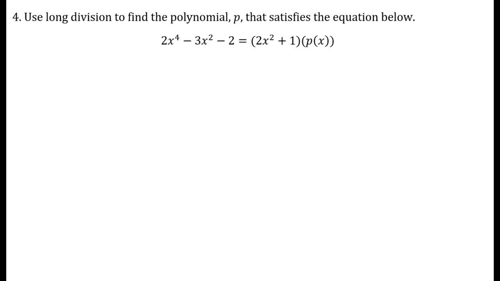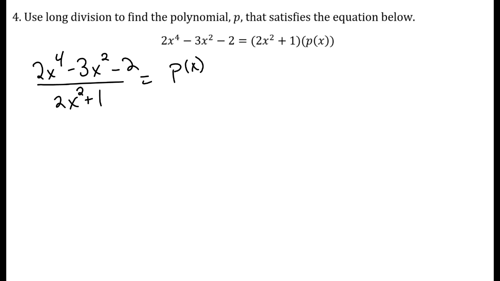Number 4, use long division to find the polynomial p that satisfies this equation. So right now it's written as a multiplication problem. But if I want to figure out p, I should probably do 2x to the 4th minus 3x squared minus 2 divided by 2x squared plus 1. And that will give me p of x. So it's a division question. So I need to do the numerator divided by the denominator.